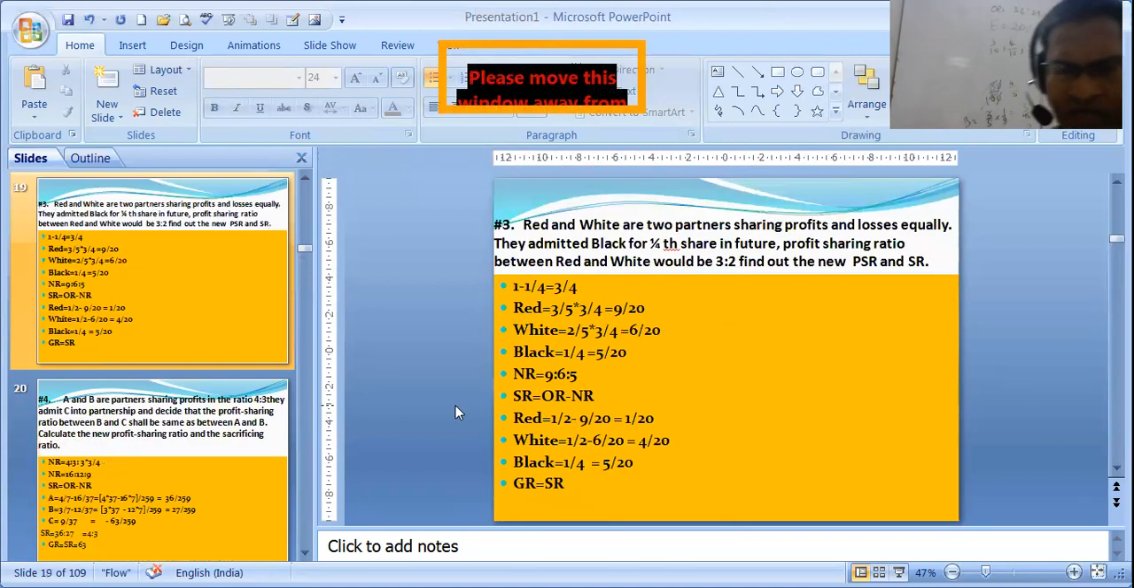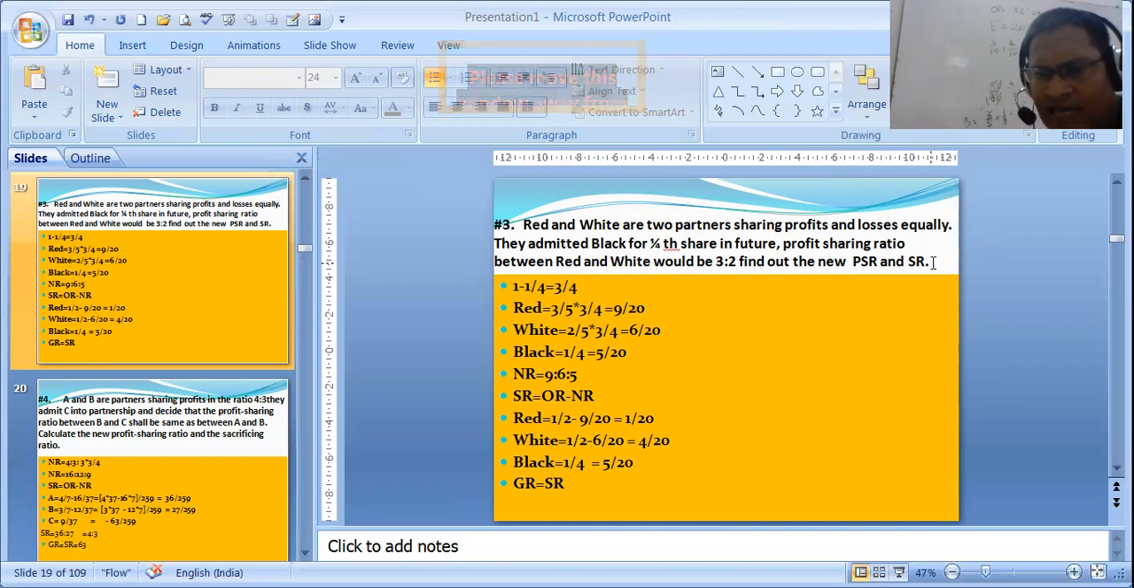Next sum, let's see. Red and white are two partners sharing profits and losses equally. They admitted black for 1/4 share in the future profits sharing. Future profit sharing ratio between red and white would be 3 is to 2. Find out the new PSR and SR. So see, the total profit was 1. Black was coming for 1/4. So profit left is 3/4.